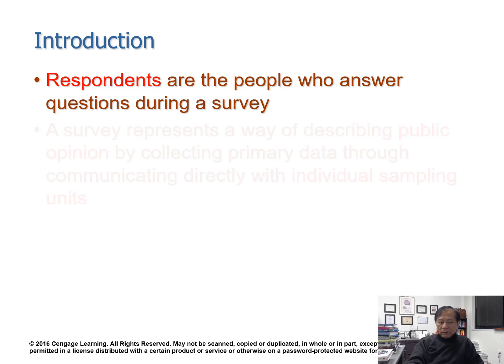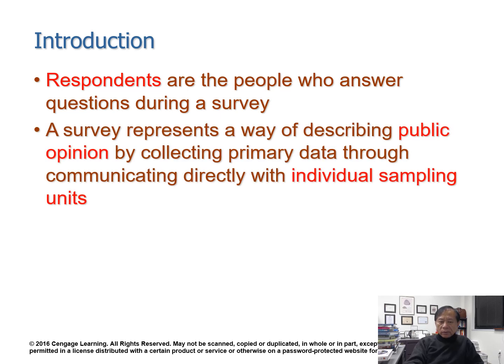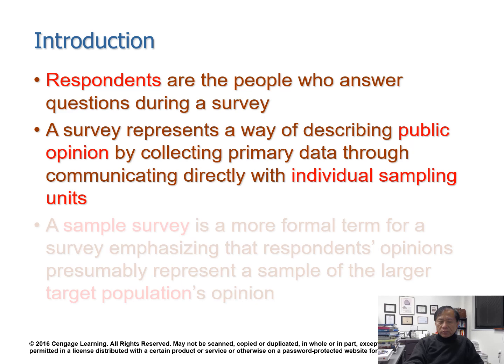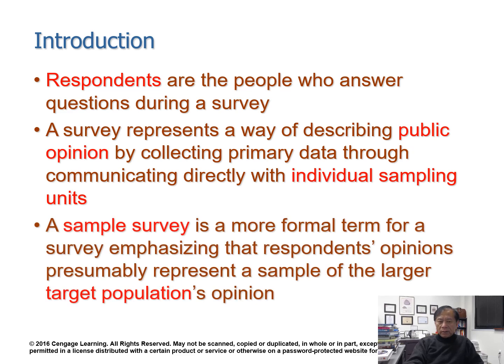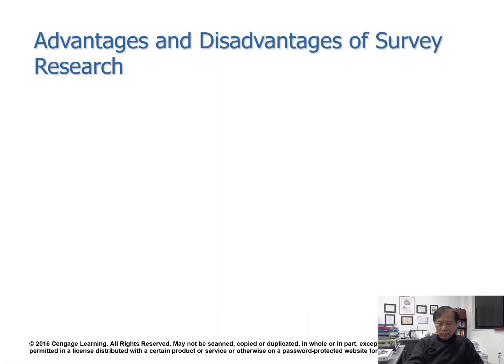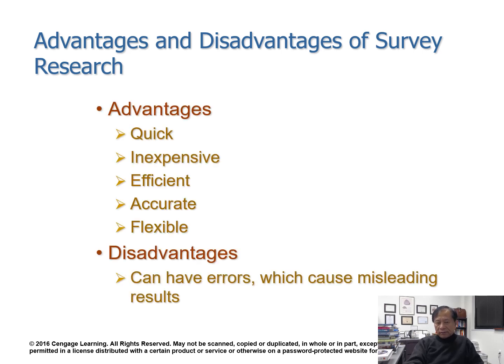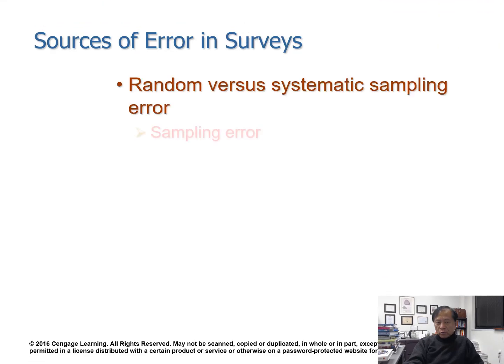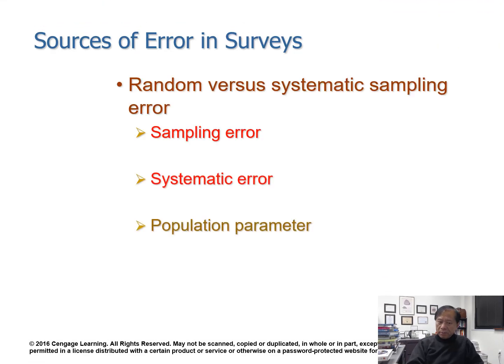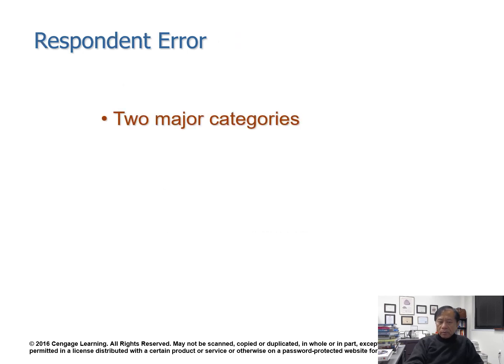Right? Then we talk about respondents, right? And public opinion, individual sampling units, sample survey. That's in the last chapter. Yeah. Survey research advantages and disadvantages. And sources of errors: sampling error, systematic error, population parameters, sample bias. Okay. What is respondent error? What are the two major categories of respondent error? Right, non-response error bias, right? Response bias. Okay.